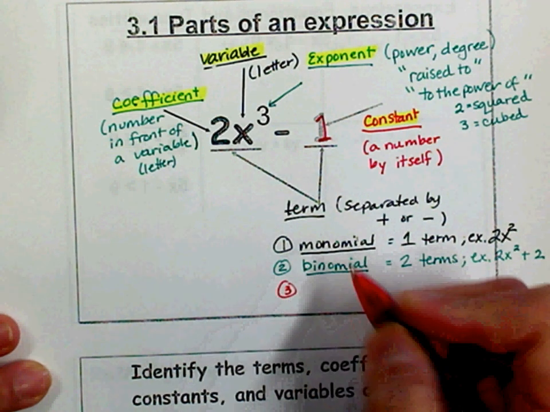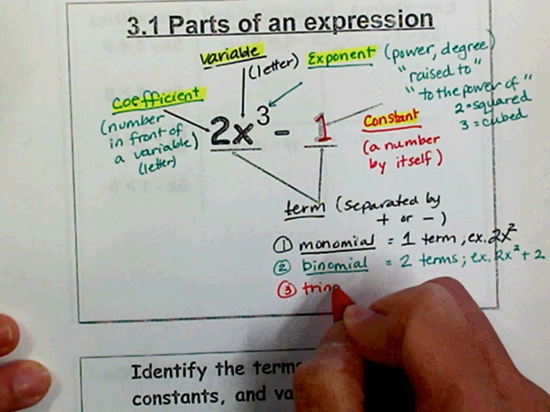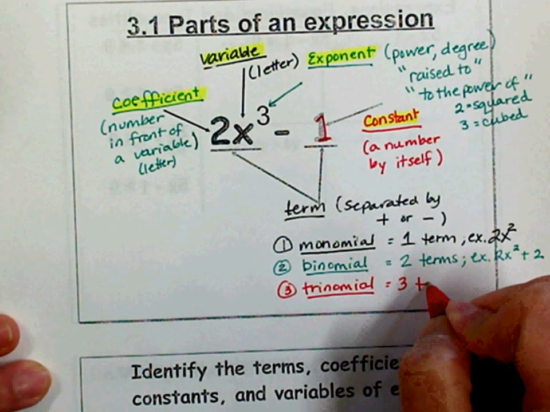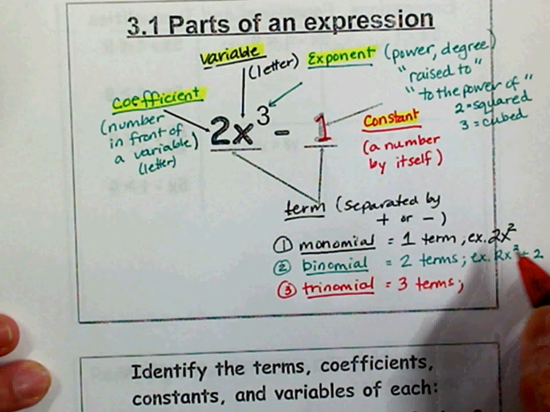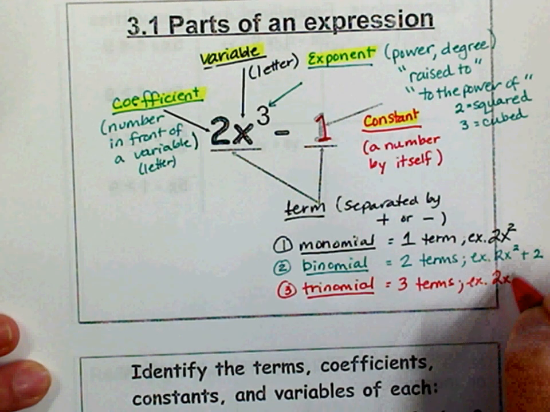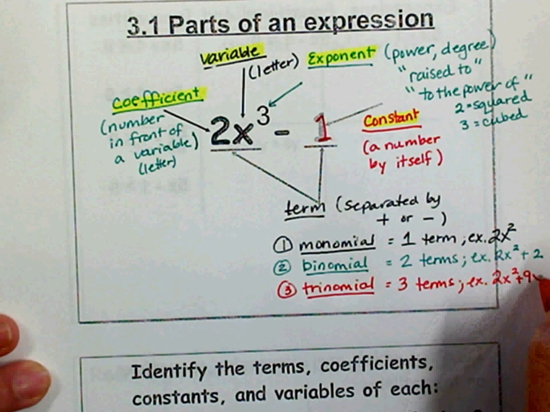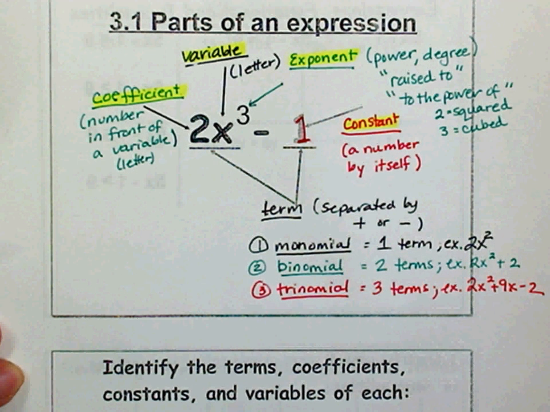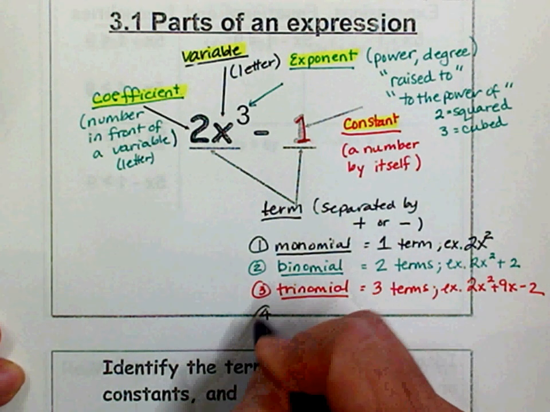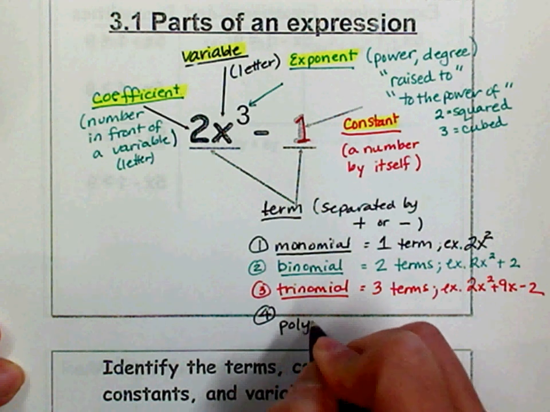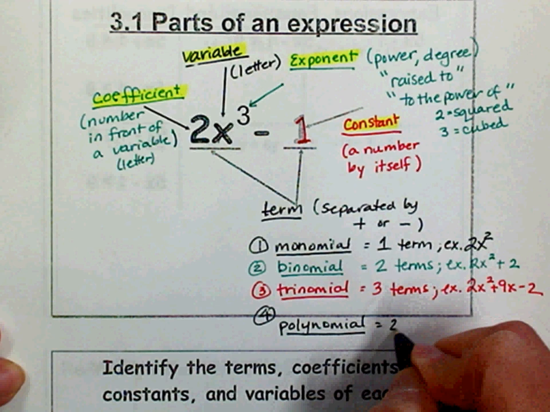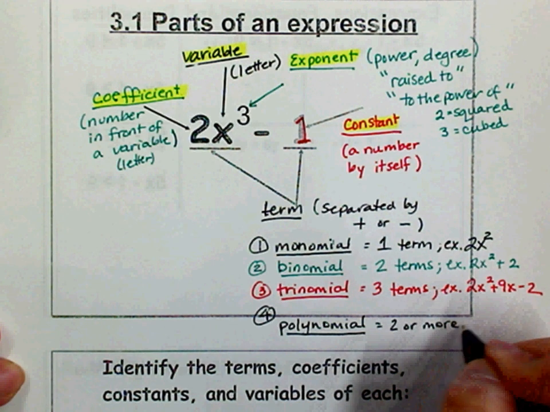A third one is called a trinomial. And a trinomial means you have 3 terms. For example, 2x squared plus 9x minus 2. That would be a trinomial. And your last one is called a polynomial. Poly means you have 2 or more terms.